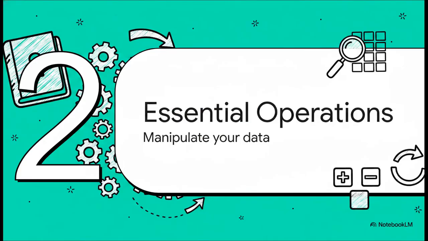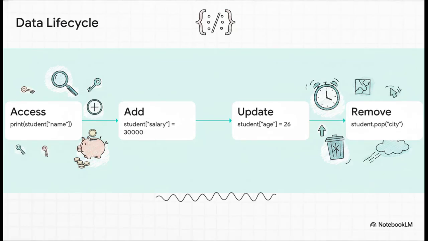Moving right along to Section 2, Essential Dictionary Operations. How to manipulate your data. Because data isn't static, right? It has a life cycle. And this brilliantly illustrates how we can actively manipulate it. In step 1, we access data by just asking for the key inside square brackets. So calling the name key instantly outputs Pawan.